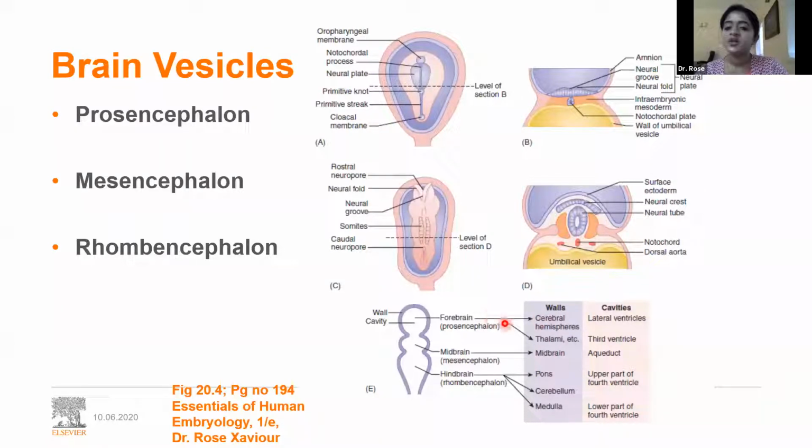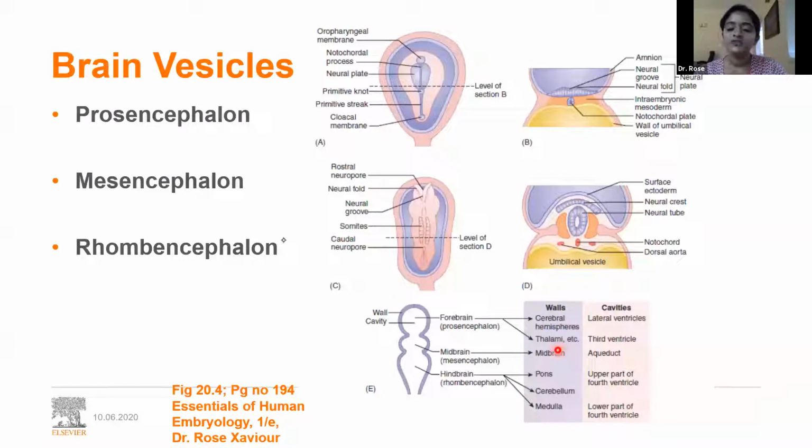Prosencephalon is giving rise to telencephalon and diencephalon. The two subdivisions of prosencephalon, you call them telencephalon and diencephalon. And they will be giving rise to the cerebral hemispheres as well as the thalami and the associated structures. Mesencephalon does not have any subdivision. It is just giving rise to the midbrain.